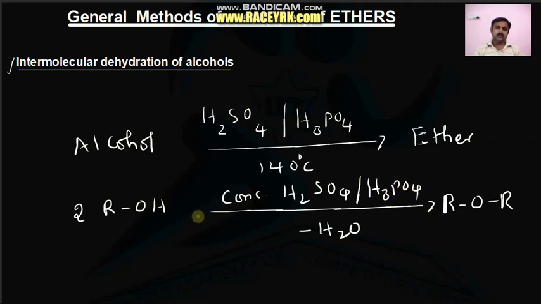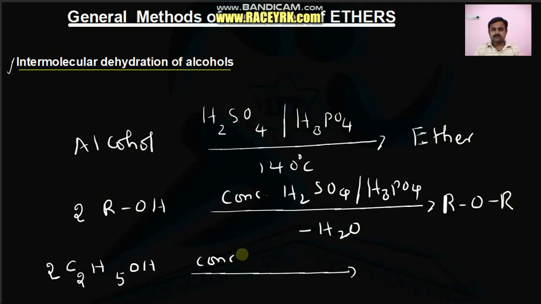Usually this method is said to be useful for preparing symmetrical ethers. That means both the alkyl groups can be the same alkyl groups. For example, suppose you take ethyl alcohol, that is C2H5OH. That ethyl alcohol you have to take 2 moles. And after taking the 2 moles of ethyl alcohol, in the presence of this concentrated H2SO4, particularly at 140 degrees Celsius. This has to be 140 degrees Celsius.